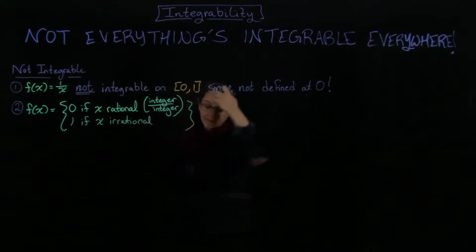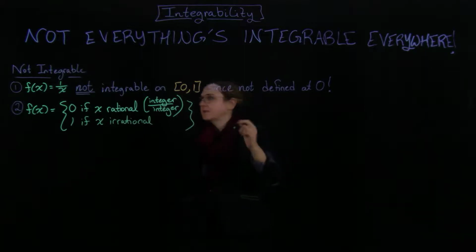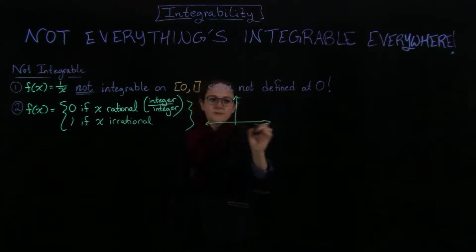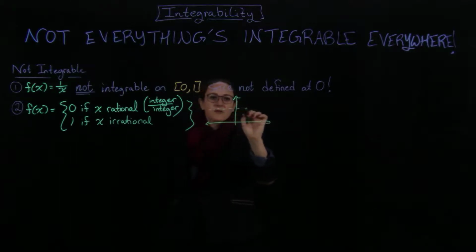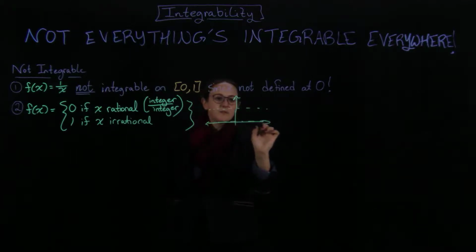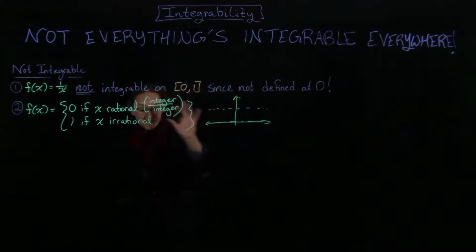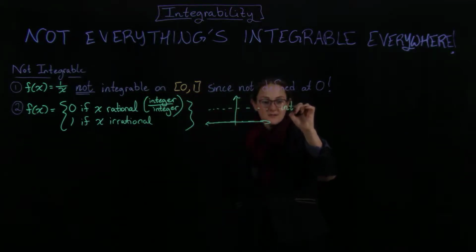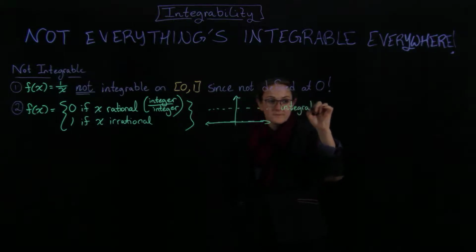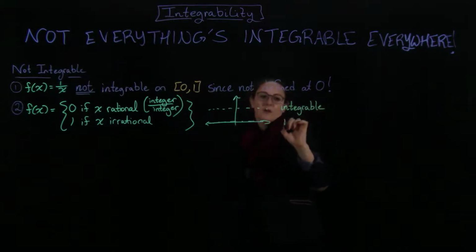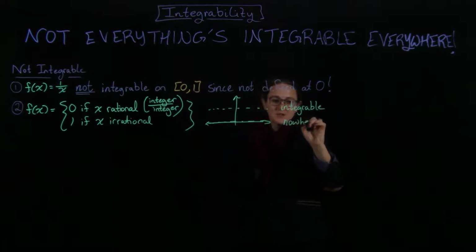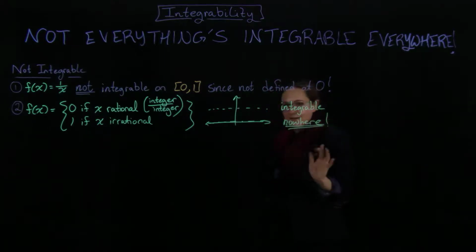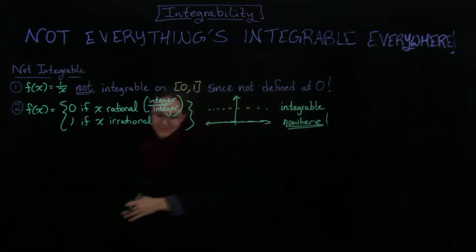So we could define a function like this. What does it look like? It's a little tricky. You've got points all over the place up there and points all over the place down there. And this is integrable nowhere. So if somebody asks you for a function that's not integrable anywhere, there you go. You can be the hit of every nerd party.